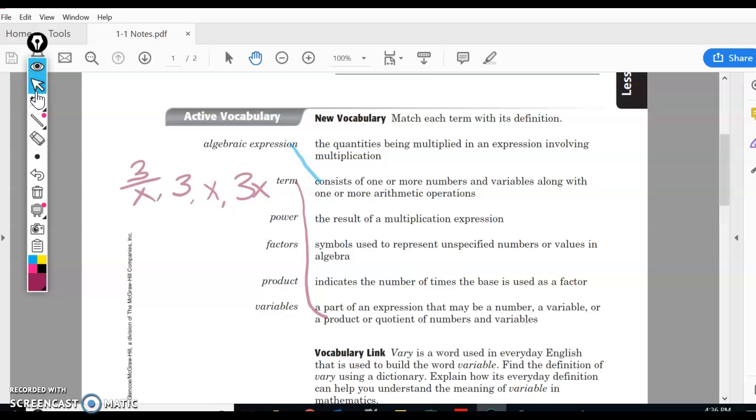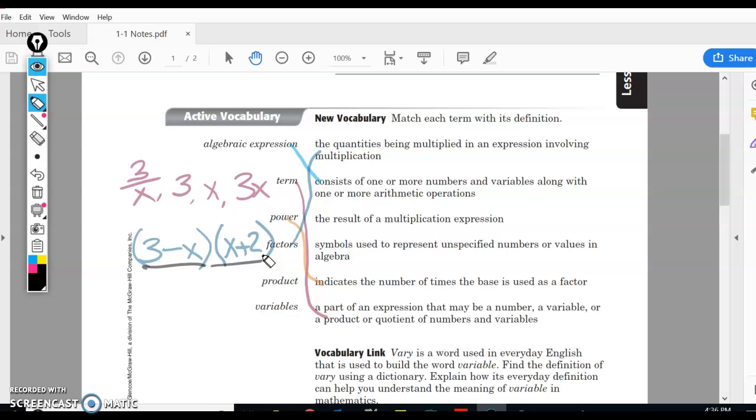Next, power. A power indicates the number of times the base is used as a factor. Factors, next one, are the quantities being multiplied in an expression involving multiplication. So, for example, let's say we multiply 3 minus x times x plus 2. I have two factors. Here's a factor and here's a factor.